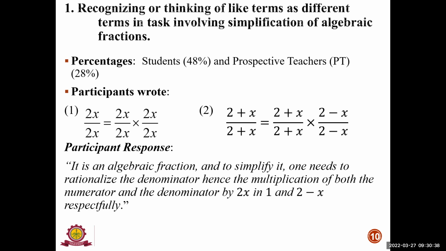One of the simplifications they gave was that because there's a fraction, we need to rationalize the denominator. That was the approach they used to simplify. The participants used the same approach to simplify. When they were asked, the response they gave was that it is an algebraic fraction, and to simplify it, one needs to rationalize the denominator. Hence, the multiplication of both the numerator and the denominator by 2x in 1 and 2.